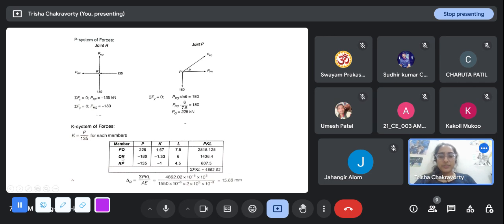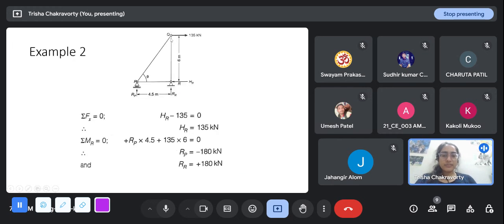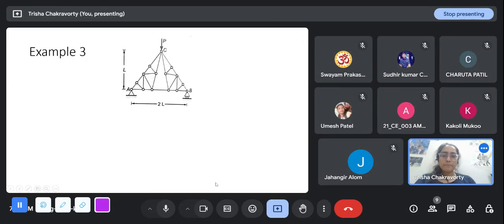So PQ, QR, RP, this is tension, these two are compression. And if we solve for K, we will get a tension, and the sign remains the same. We'll get these values. And length, this is 4.5, this is 6. So this will be the root of 6 square plus 4.5 square, which is 7.5 apparently. So we get the sigma PKL is this, and you divide by the area and the Young's modulus, and you get something like this.